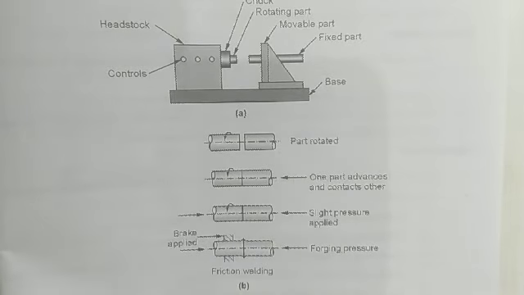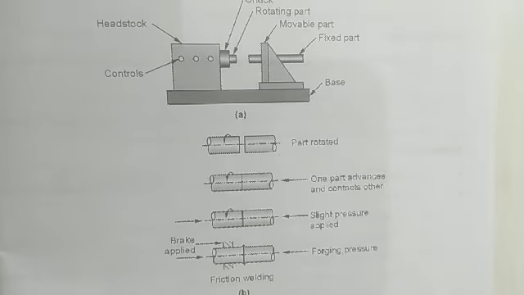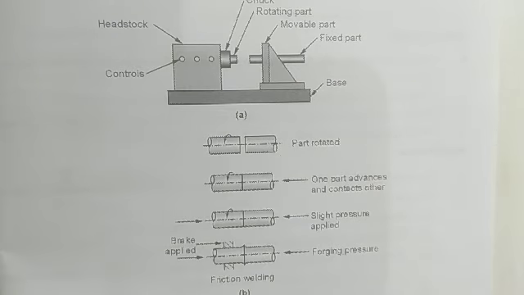This process is generally used to join dissimilar metals, and one example of the friction welding process is the joining of the bit of a twist drill to its shank, and the valves of IC engines.